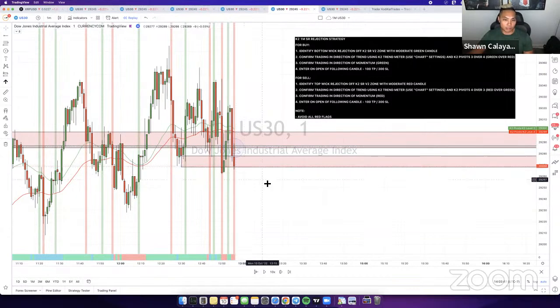It doesn't have to be a strong red candle. It just has to be moderate. It just can't be bigger than the body. So with that said, we have the first requirement here. We've identified a top wick rejection off the K2SR zone with a moderate red candle.